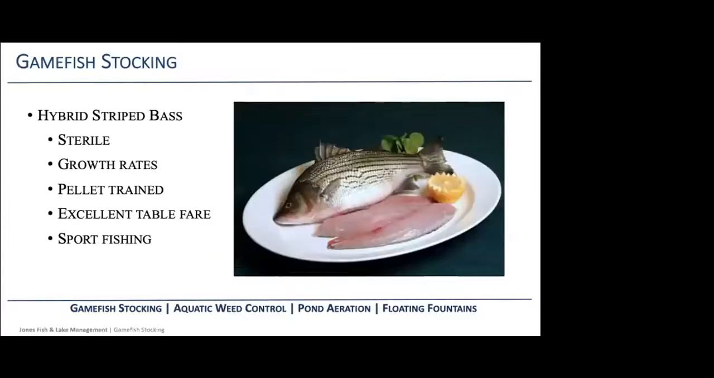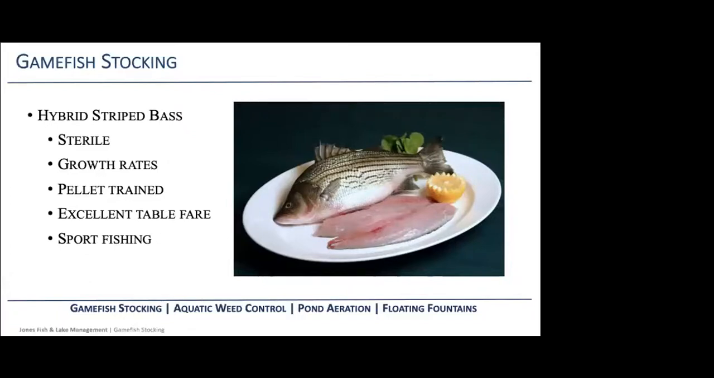Hybrid striped bass, also very, very popular. They're aggressive sport fish, but they are sterile. So whatever you stock in there, you're going to have to reproduce. They're sterile through that hybridization process of the two species. They have that really nice silver color with those broken stripes along the sides there.